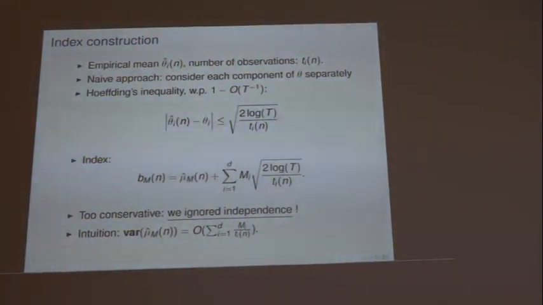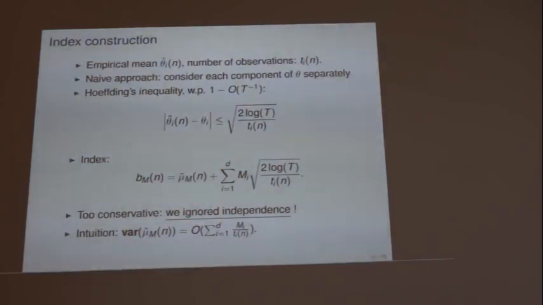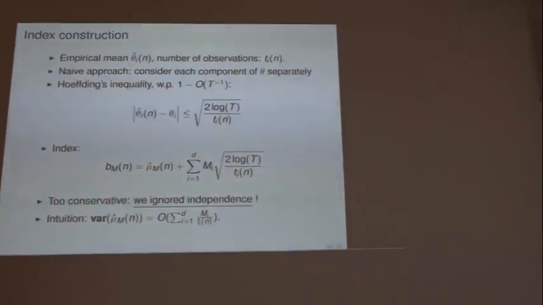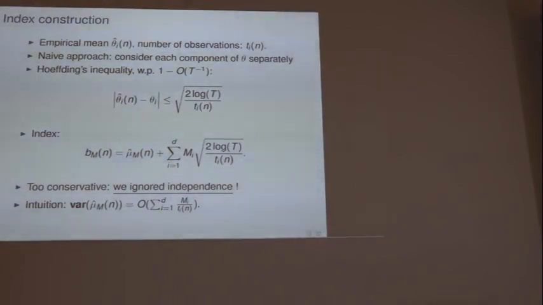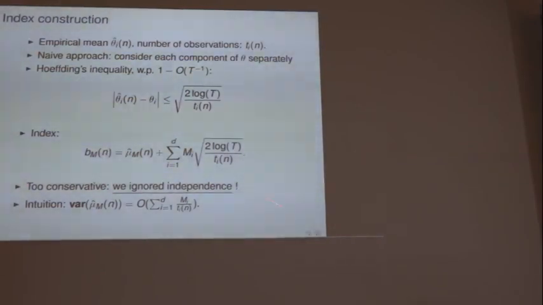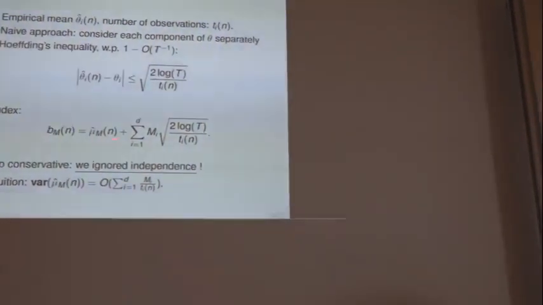Okay, so the point is that we ignore the independence between the components of theta. So this is an index, indeed, that's larger than mu of m with high probability, but that's much too large. And the point is that we ignore the independence between the items. And once again, it doesn't take too long to see that if you look at the variance of mu hat of m at n, this should be roughly the sum over i of m_i divided by T_i of n, the number of samples. So in a sense, we should have the same index, except that the square root goes here.